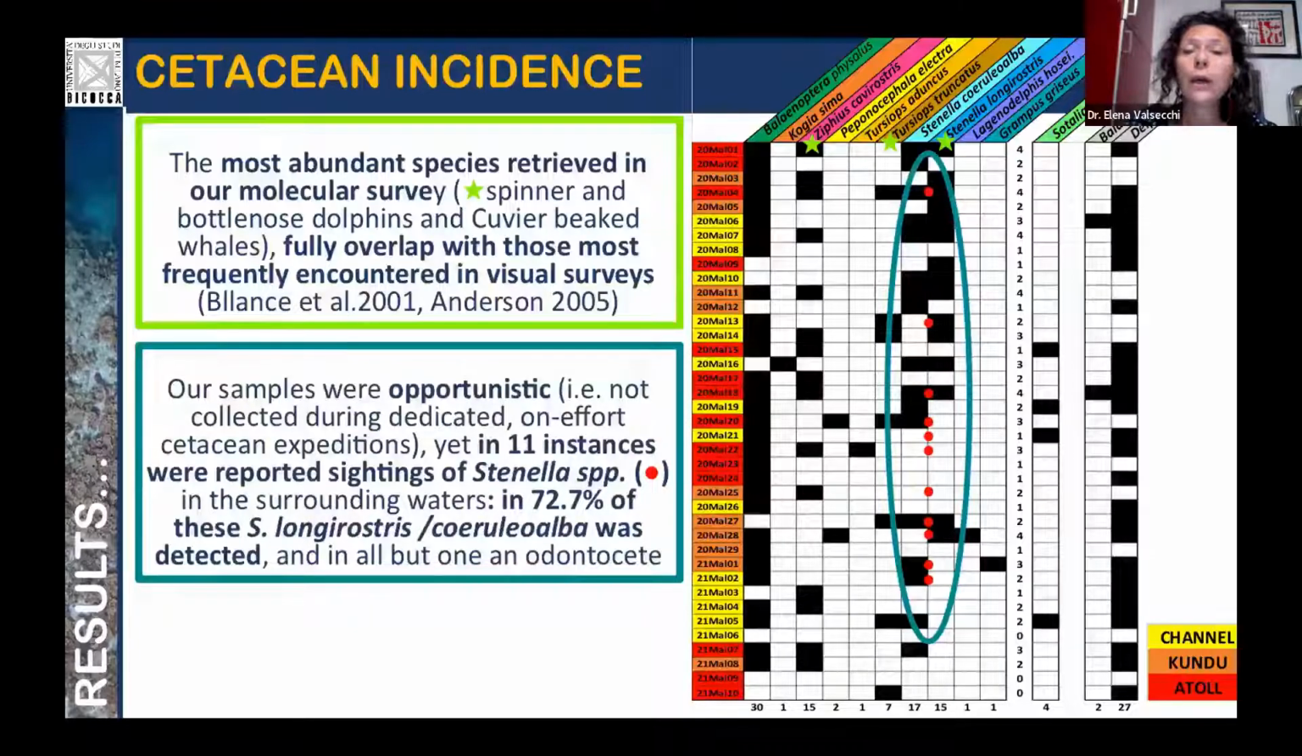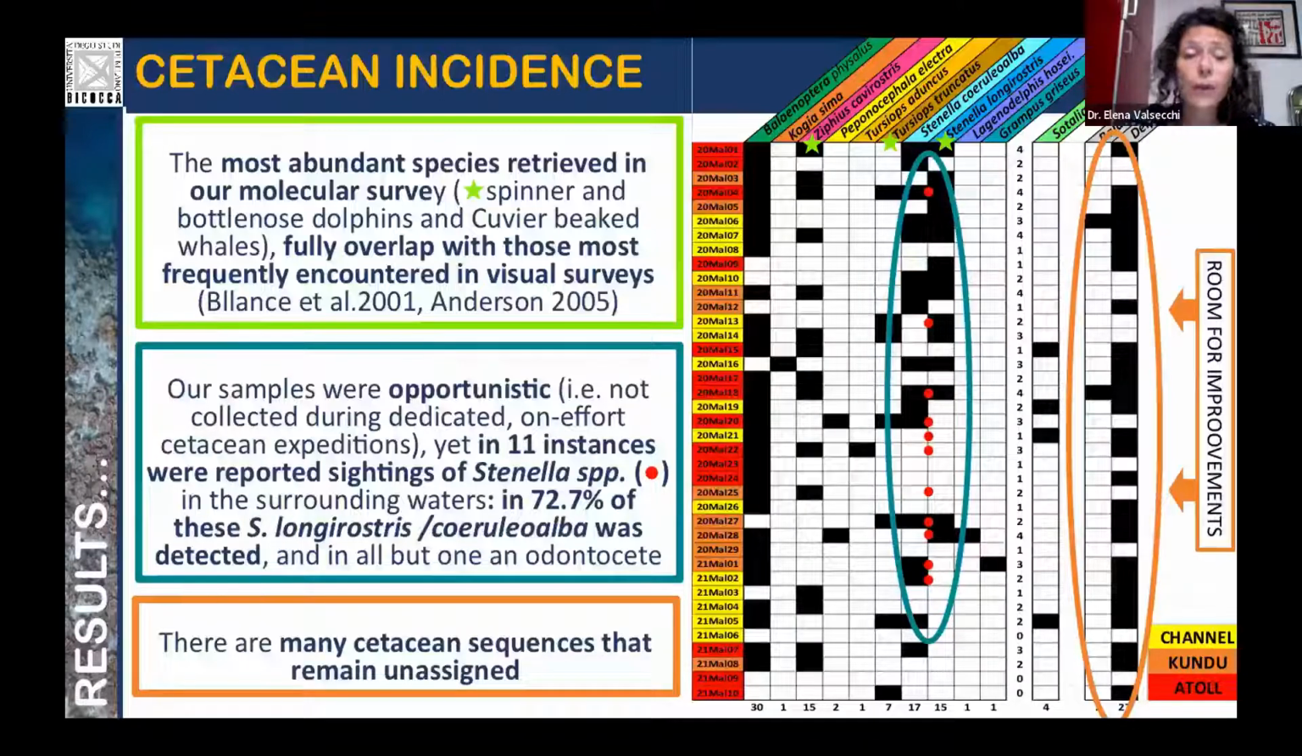Although our sampling regime was opportunistic, and therefore we were not looking for cetaceans, in 11 instances people on board reported the presence of a Stenella, without specifying the species, in the surrounding waters. If we look at these samples, in 72.7% of them either Stenella longirostris or Stenella coeruleoalba, the spinner or the striped dolphin, were detected. And in all but one, there was at least one odontocete.